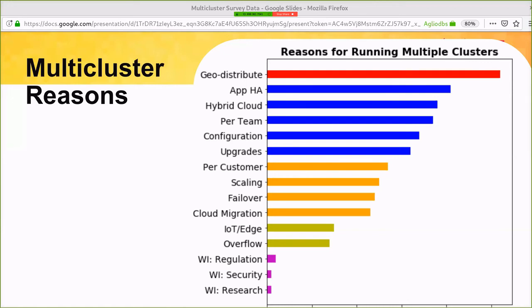Oh, that one actually, failover is specifically cloud provider failover. So things like an entire region, say an Amazon region going offline, etc. And so there's a lot of potential overlap between that and hybrid cloud, if you follow me. I think there are other overlaps as well. Overflow and scaling, for example.